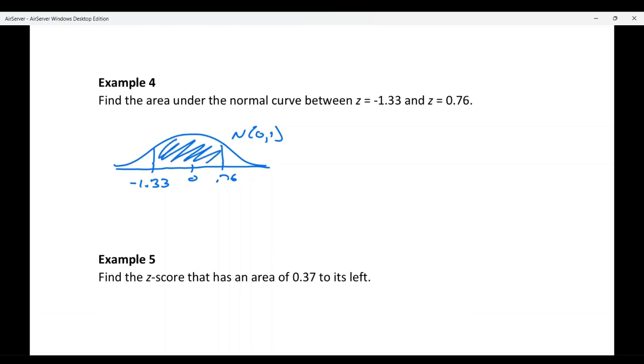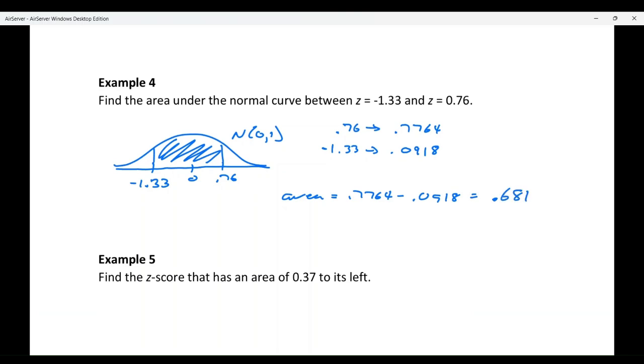So I'm not going to jump down to the chart. Hopefully by now you are comfortable finding those values. But basically 0.76 in the chart, you should find 0.7764. And then for negative 1.33, you should find a value of 0.0918. And again, we just subtract those to get our area. So our area is 0.7764 minus 0.0918, and that gives us 0.681.